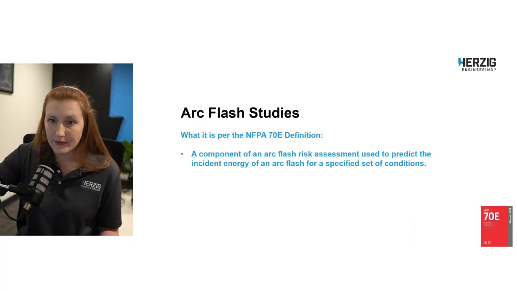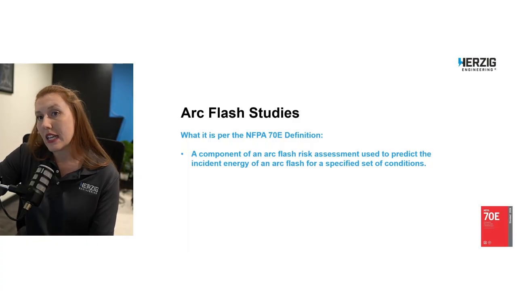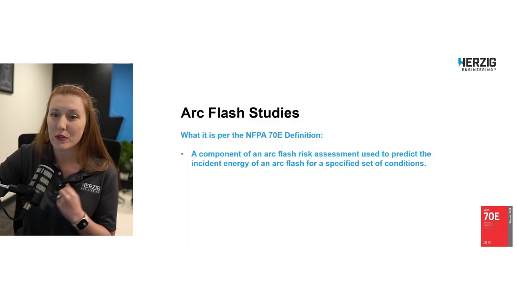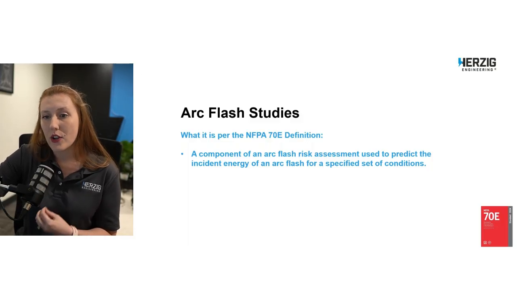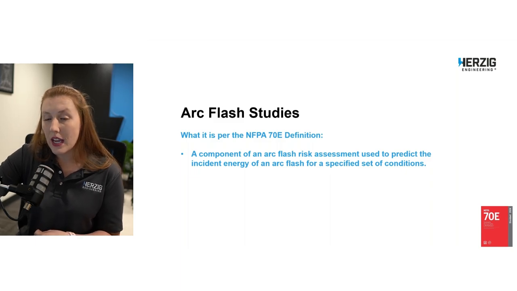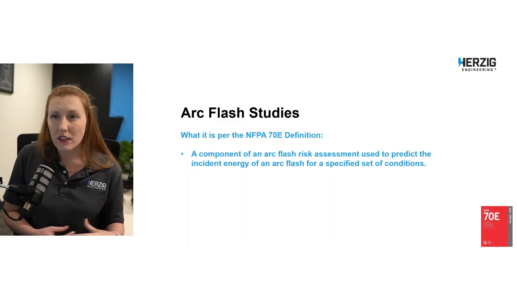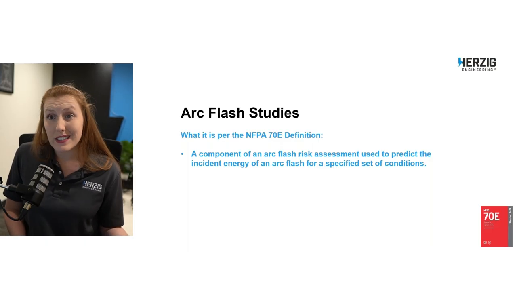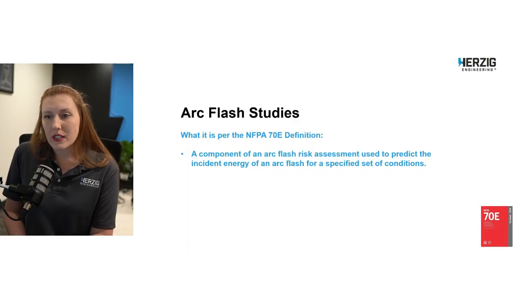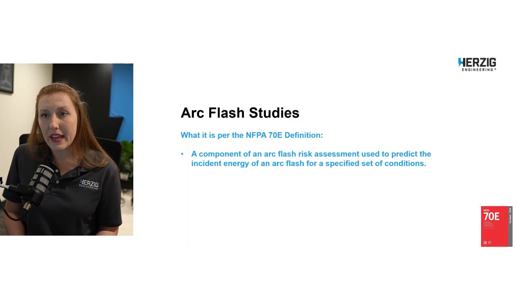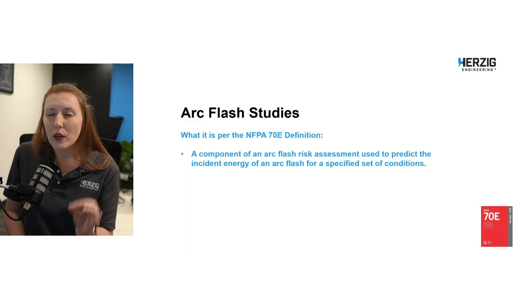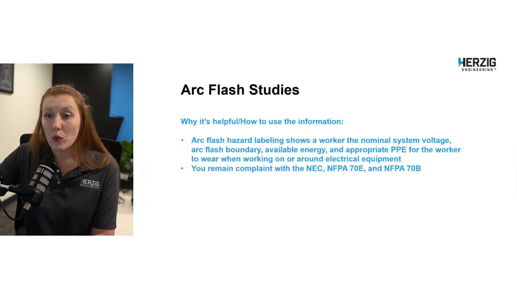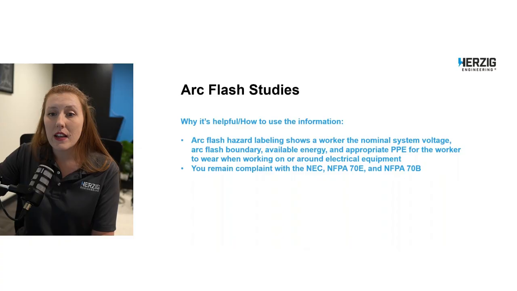What is that? Well, in the NFPA 70E, the definition is right here. It's a component of an arc flash risk assessment used to predict the incident energy of an arc flash for a specified set of conditions. In other words, an arc flash study doesn't take care of all of your risk, but it gets you leaps and bounds ahead of any facility that doesn't have one. It's a component of your arc flash risk assessment to tell you how severe it might be if it were to happen based on your specific system installations. So that'll help you understand what PPE needs to be worn. How far out is that hazard boundary?